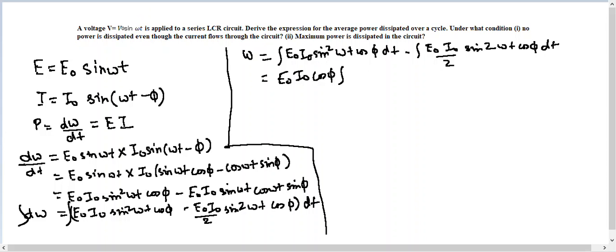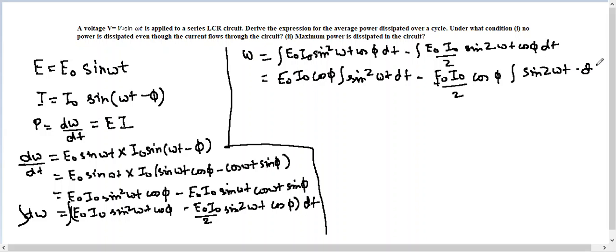So here we are left with sine square omega t dt. That's a derivation that is involving a lot of trigonometric concepts. So please just try to understand what's being done. Here I'm taking out all the constants, so we are left with the integral of sine twice omega t into dt.